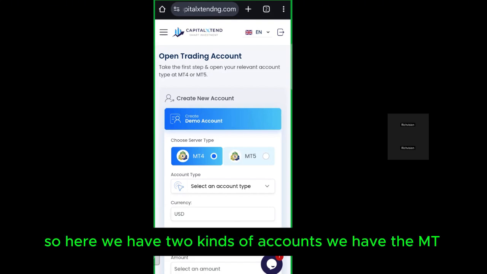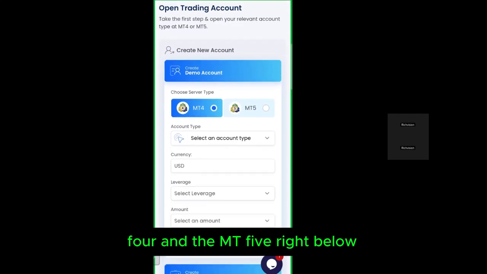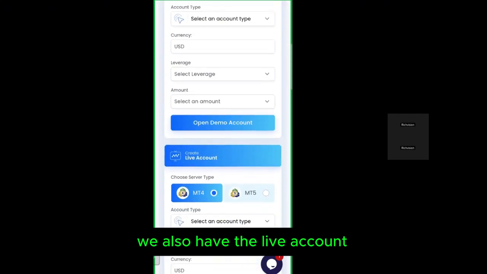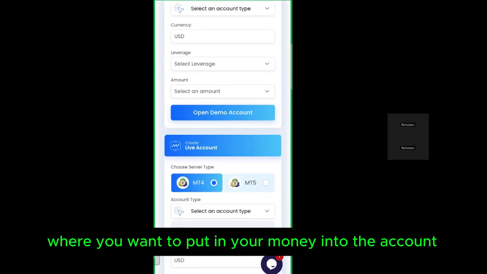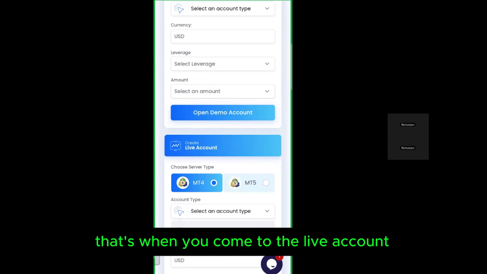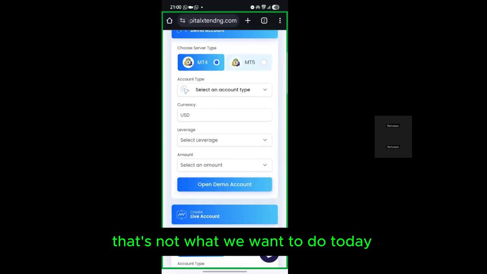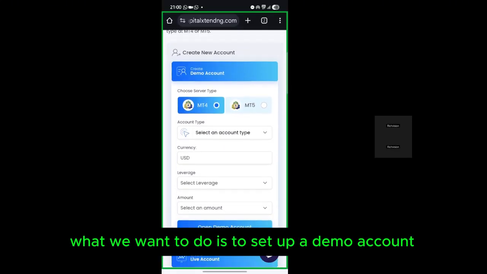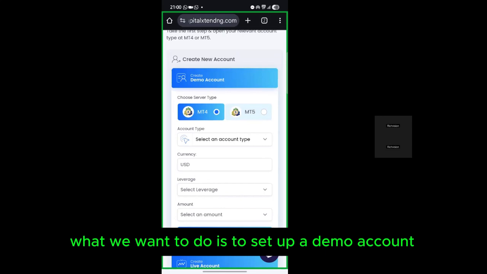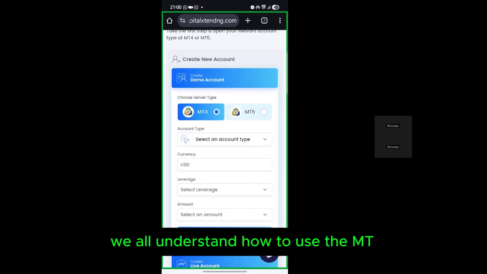So here we have two kinds of accounts: the MT4 and the MT5. Right below, we also have the live account, where you put your money into the account. That's not what we want to do today. What we want to do is set up a demo account. We all understand how to use the MT4 account.